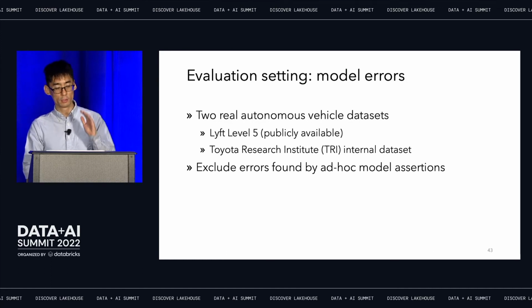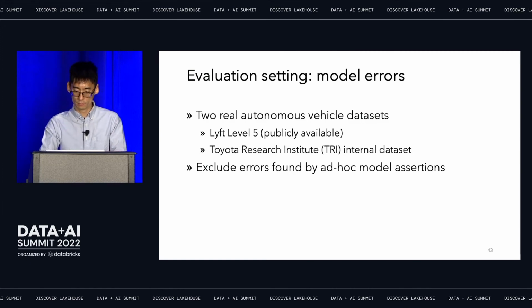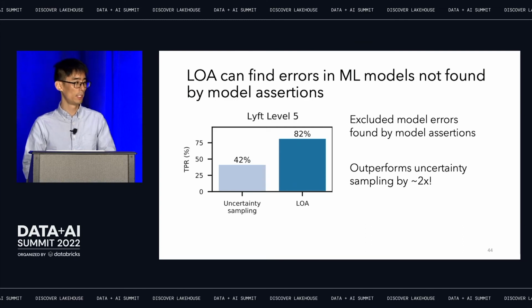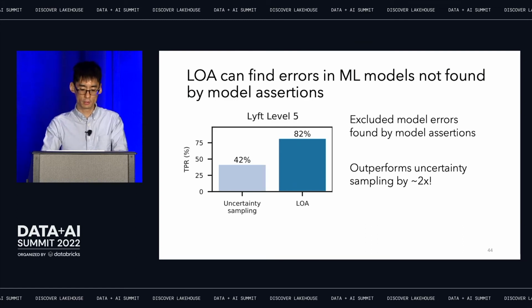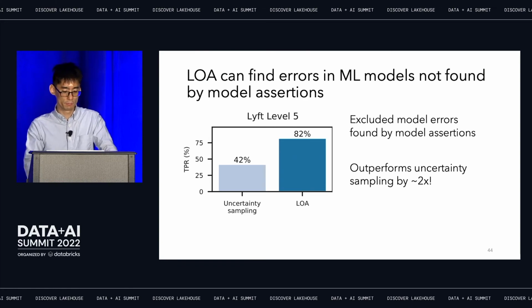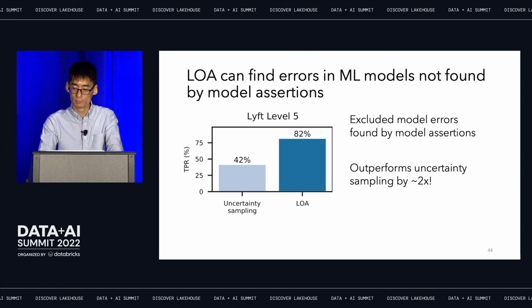So for the results on the next slide that you'll see, we took all errors found by expert developers looking for errors manually and only looked for new errors. And so compared to uncertainty sampling, which is a standard way of finding errors, LOA can almost find errors with 2 times higher true positive rate or precision. And once again, this is excluding the errors found by model assertions.